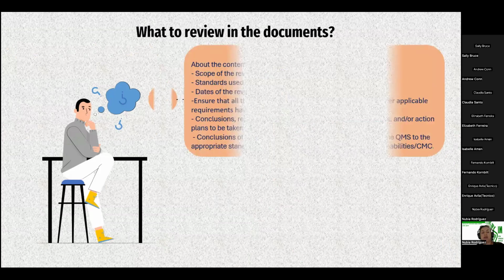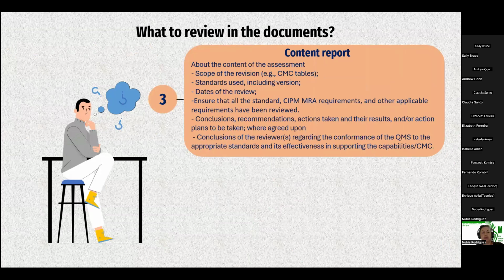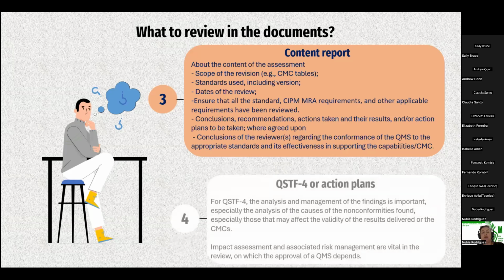The content on the review by peer reviews or the audits. So there are some examples that we might have on these reports, and they can contain the reach of these reviews or the CMC tables which were evaluated, the different standards used, including the date of the review, to be sure that all of the standards and the requirements were reviewed, the requirements of CIP-MWG and others that might be applicable. Important to evaluate the recommendations, conclusions that are taken from the results, the action plans, and if these plans were agreed with the reviewer. The conclusion of the review, according to the standards with the different requirements in the regulations that are appropriate to support the capabilities or the CMCs that are provided to the customers, and that these can give the confidence so that they can be presented.